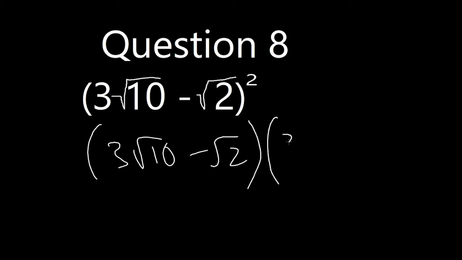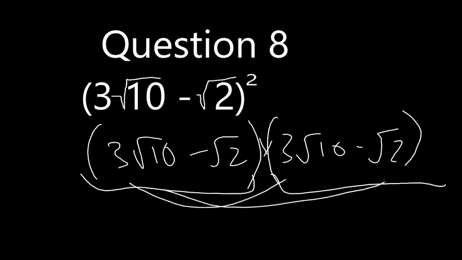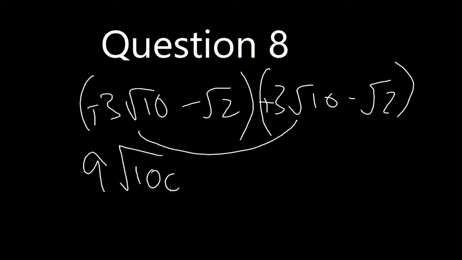And then again, 3 root 10 minus root 2. And remember, there's the times in the middle. So we're trying to times this with this, so we've got to take the individual parts again. Okay, so I'm going to go right ahead and multiply these through. So I can see that I've got a plus 3 and a plus 3 as my coefficients. So I've got 9 root 10 times root 10, root 100.